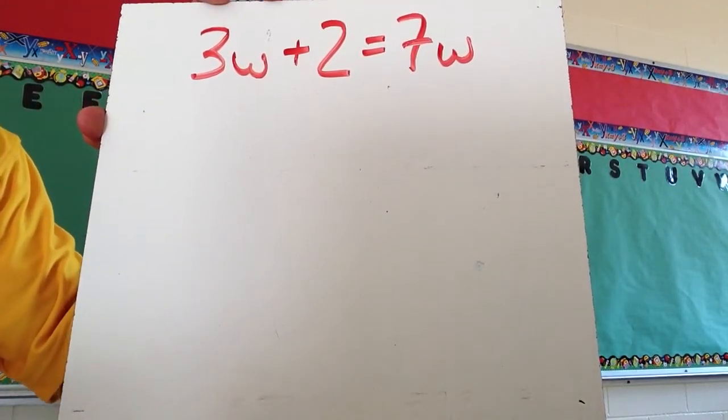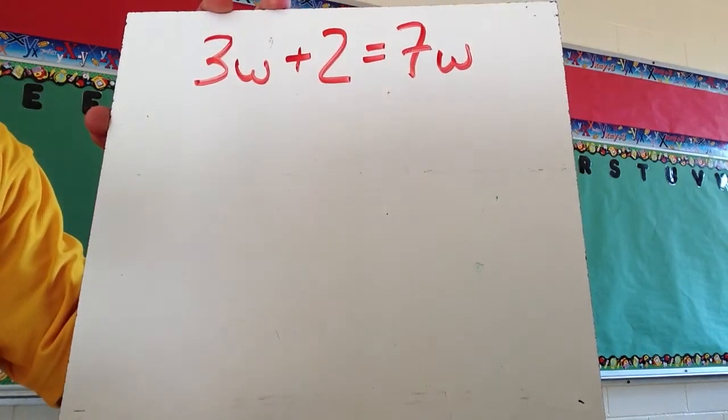3w plus 2 equals 7w. Please pause the video at this time to practice this problem.